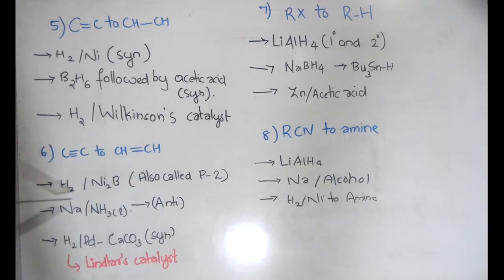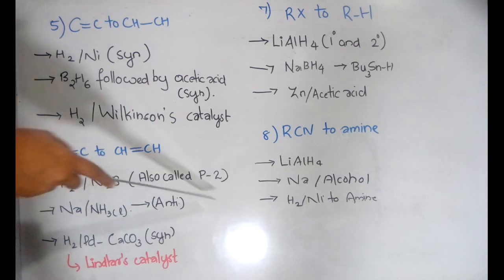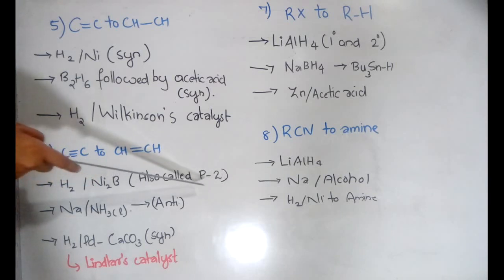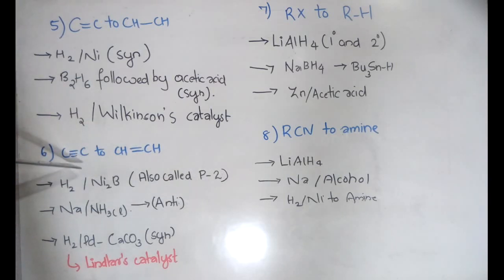Then next it will be conversion of alkynes to alkenes. And the first one will be H2 and Ni2B. This is also called P2. So in the examination when you see a reaction with a reagent P2, you should realize that it is for the conversion of alkynes to alkenes. Then comes Na and liquid NH3. Here sodium with liquid ammonia, this is an anti-addition, that is the hydrogens will be added on opposite sides. Then Lindlar's catalyst, which you are all very familiar with, it is hydrogen in the presence of palladium and calcium carbonate, and this is syn addition, that is hydrogen will be added to the same side.